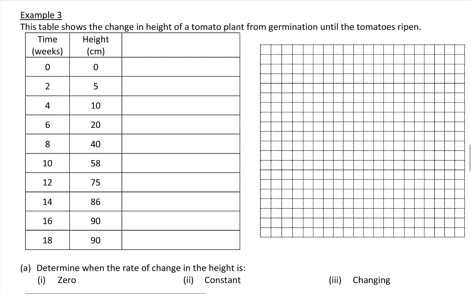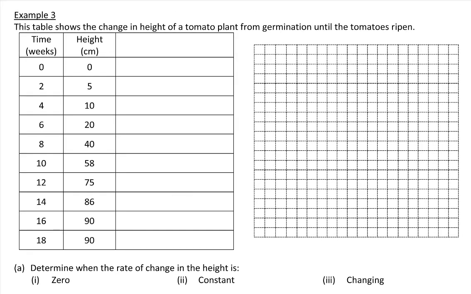Last example. This table shows the change in height of a tomato plant from germination until the tomato ripens. So again, let's graph this and also determine the average rate of change. So starting with the first set of data, we're going to have 5 minus 0 over 2 minus 0. So we see the rate of change is going to be 2.5.